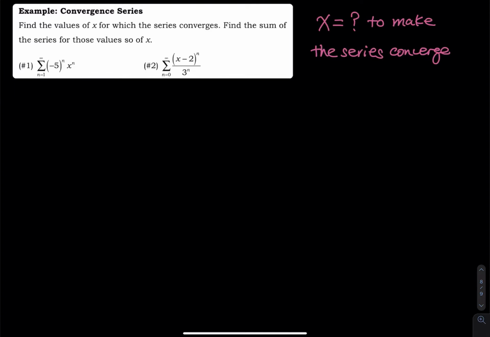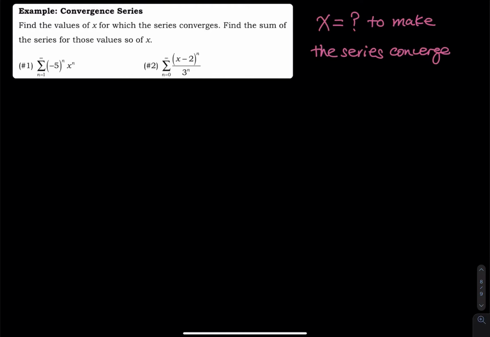Determine whether the series is convergent or divergent. This is also a good problem to think about. Do you see that in this series, other than n, there is an x? My question is, find the value of x which makes the series converge. So x equals what in order for the series to converge?